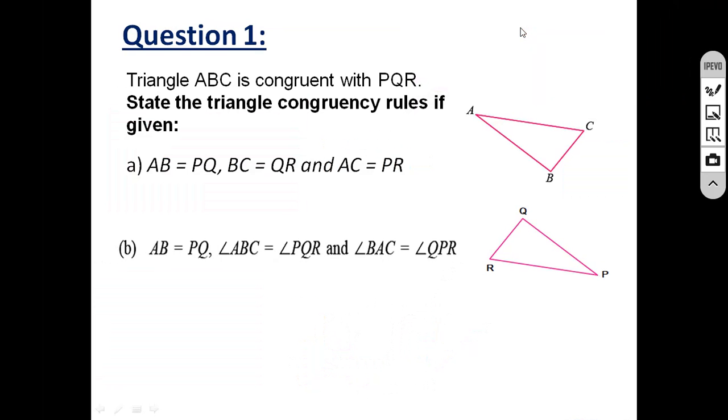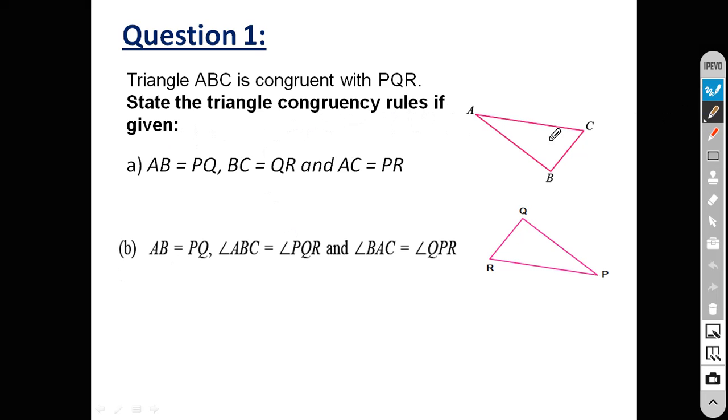So we can show that they are congruent. Students, we already know all the triangle congruency rules, that is 6 rules. Now let's answer question number 1. Triangle ABC is congruent with PQR. State the triangle congruency rule given. Okay, so let's see now.